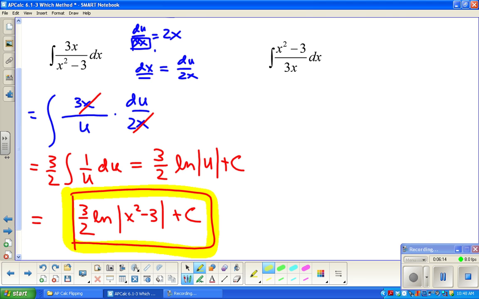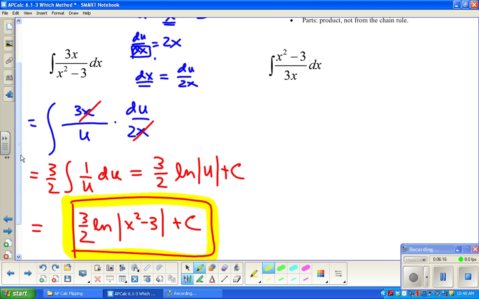Okay. All right, now keep in mind that it could have been an initial value problem where I'd give you an initial value, an ordered pair, and you'd have to go back and solve for c. That can happen, and you know, all that kind of stuff.